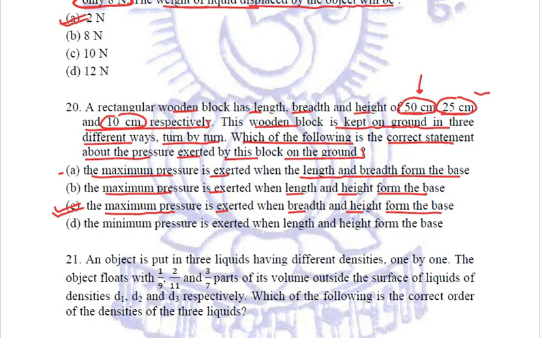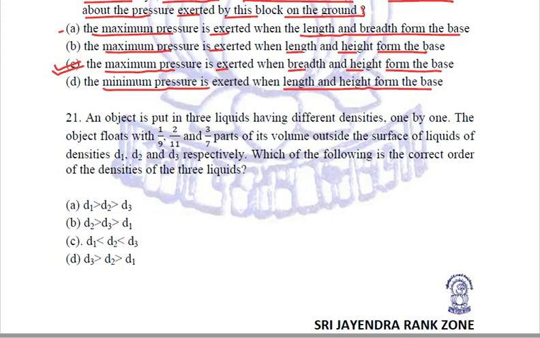Let us try to relate the D option also. In this, it is given that the minimum pressure is exerted when the length and height form the base. Length and height, no. The minimum pressure will be when the area is maximum. This will be when length and breadth are forming the base. So in this question, C is the right option. Clear? Coming to the next question.